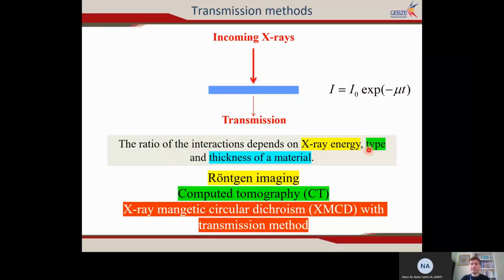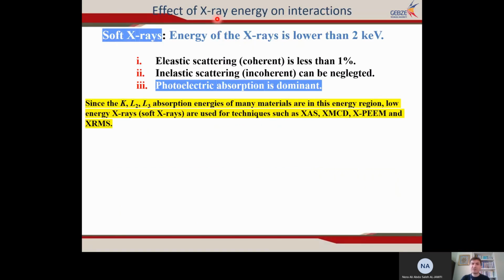So we have discussed the type and thickness of the material. Now let's go into detail with the X-ray energy. Here I have X-rays with different energies, and then I will explain which one is useful for which applications. So let me start with the soft X-rays. Soft X-ray means low energy X-rays, okay? So we define it as energy of the X-rays lower than 2 kiloelectron volt.